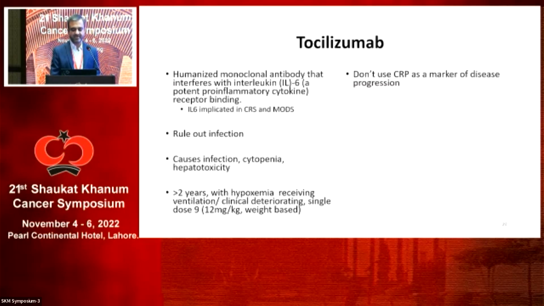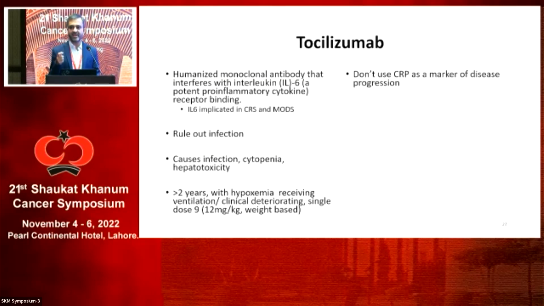Tocilizumab is a humanized monoclonal antibody that interferes with IL-6 receptor binding. IL-6 is the main potent pro-inflammatory cytokine, and it is implicated in the CRS and the MODS after COVID-19. But the important consideration before starting tocilizumab is screening the patient for any potential infection, including tuberculosis in our setup. And the adverse effects are infection, cytopenias, and hepatotoxicity.